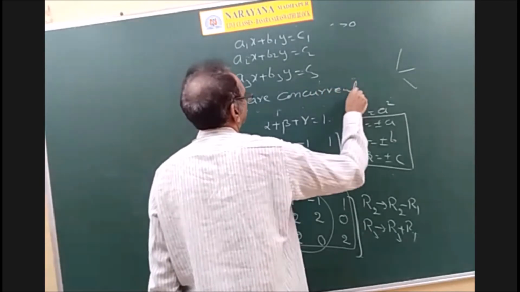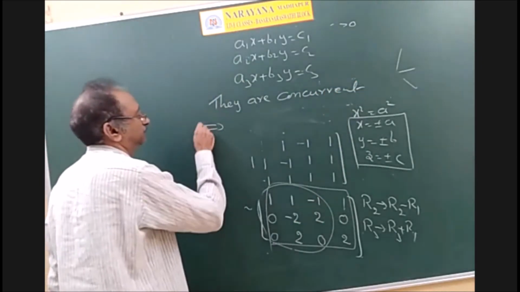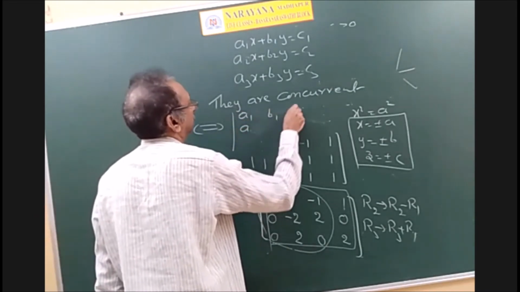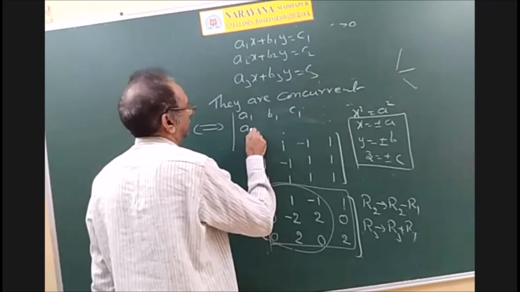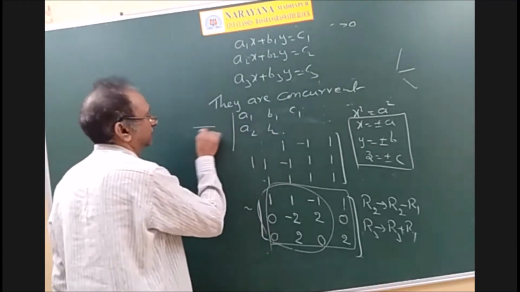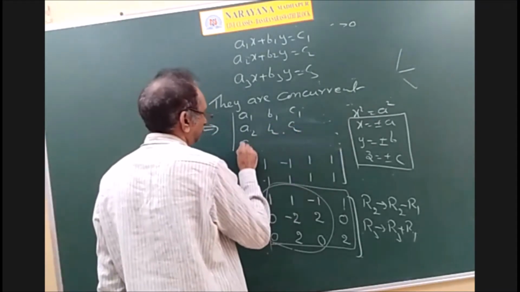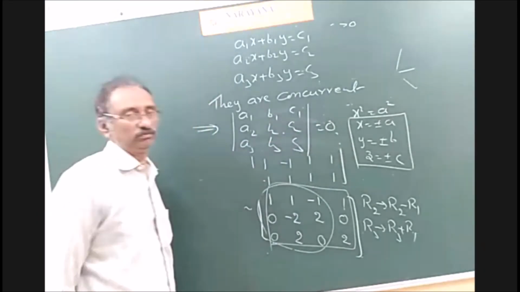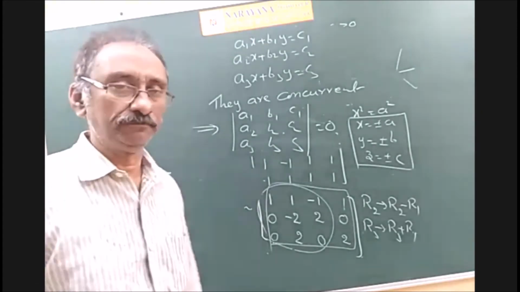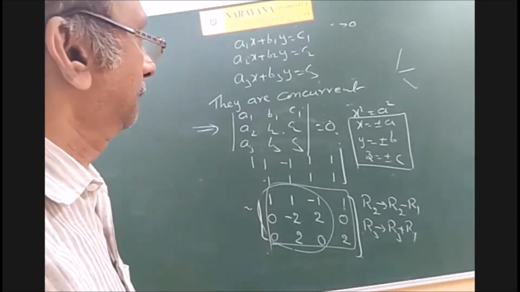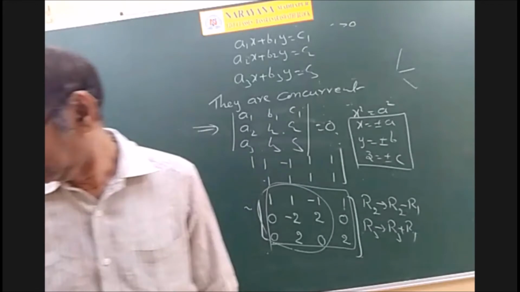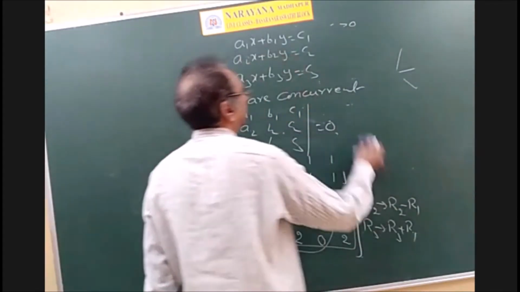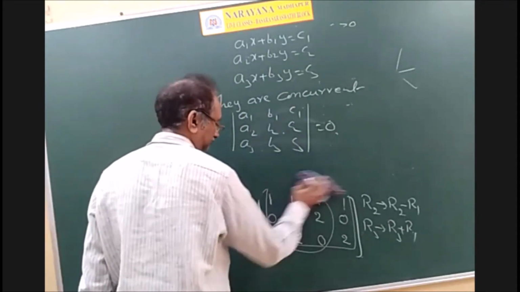Concurrent if and only if, so what you can write? The determinant with rows A1, B1, C1; A2, B2, C2; and A3, B3, C3 is equal to 0. Okay, David? So that is the condition. You remember that. These are only equations of 2 variables.